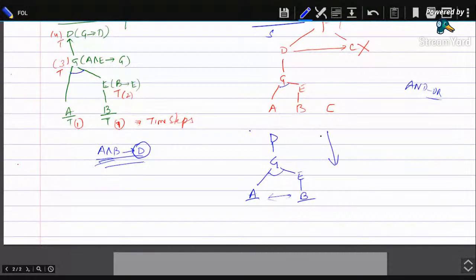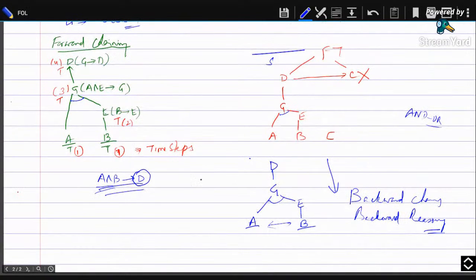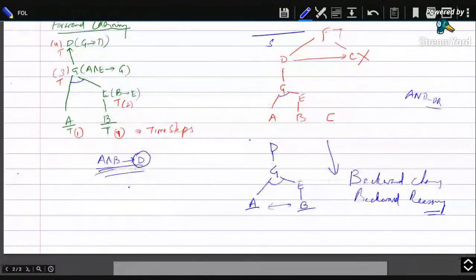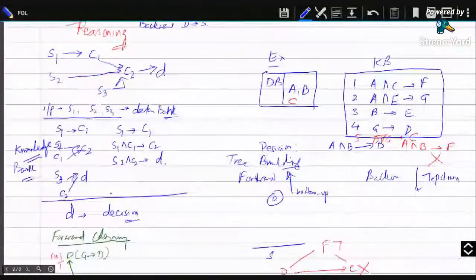That is the top-down approach, which is backward chaining, or backward reasoning. So that's forward chaining, backward chaining, or forward reasoning, backward reasoning.